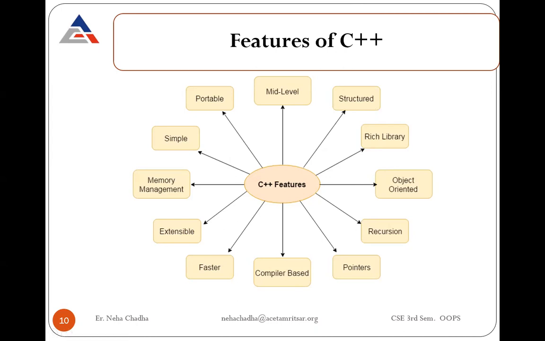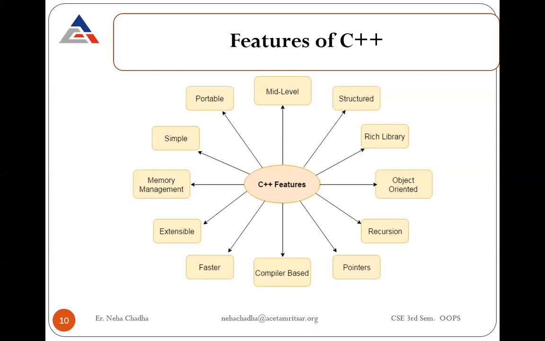Then comes the rich library. C++ provides a lot of inbuilt functions that makes the development fast. Here I'm taking one example, as you are going to use clear screen function. Maybe possible that clear screen function has 1,000 lines of code. Each time you have to type 1,000 lines of code, but C++ facilitates you by writing the library or by using the header file conio.h. You can directly use the functioning of the clear screen.